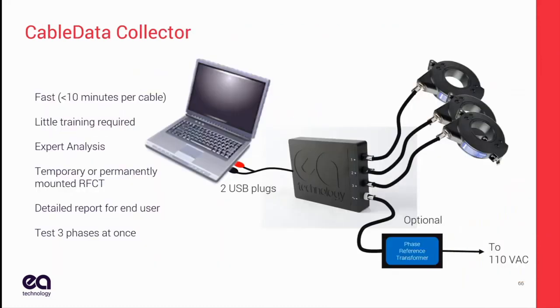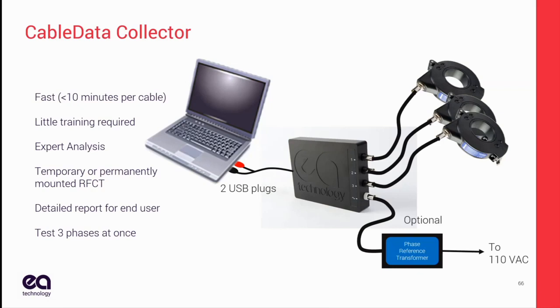Just a few minutes on the equipment that I've talked about. This is our cable data collector. It's a box that is made for an untrained or lightly trained crew to take data that is then analyzed by somebody else. The raw data is all stored in the computer, and then somebody trained, whether it's somebody at EA or somebody at your site that's been trained, does the analysis. So you can send out a lower level crew.